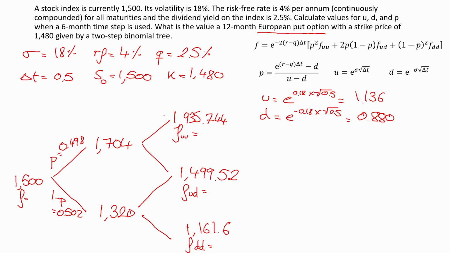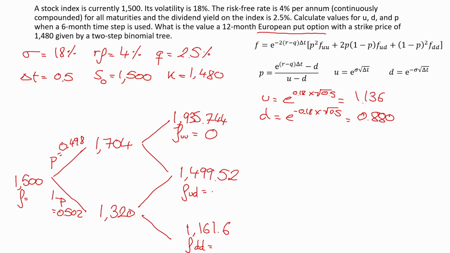So for instance, let's take FUU. Here the stock index price is 1,935 and the strike price is 1,480. So as you can see, the investor is losing money. Therefore, in this case, the investor wouldn't exercise the option. The option gives you the right, not the obligation, to exercise. Therefore, in this case, because the investor is losing money, the option is worthless. So FUU is equal to 0.